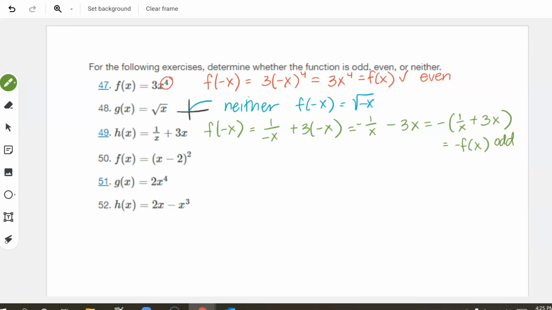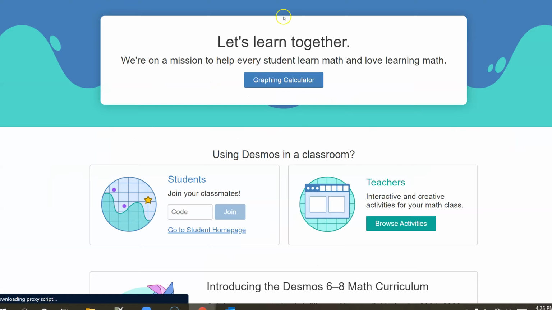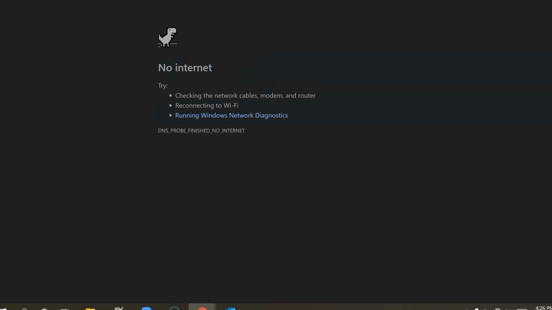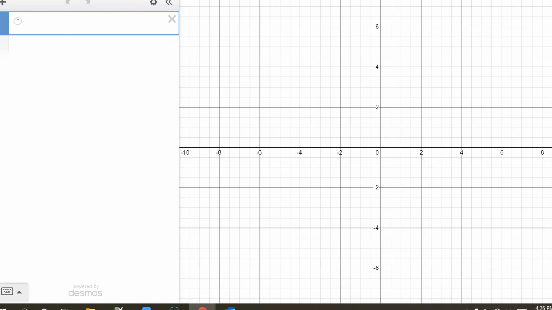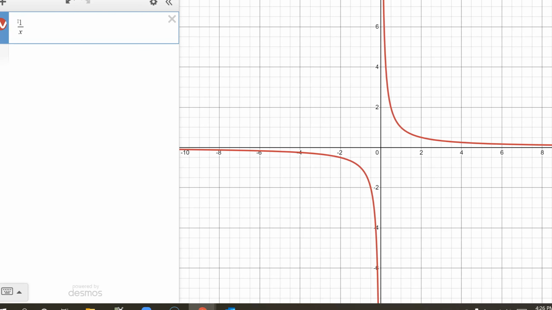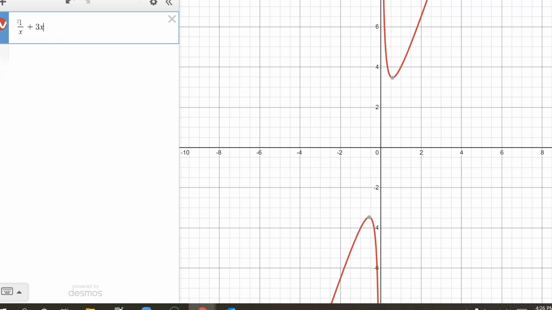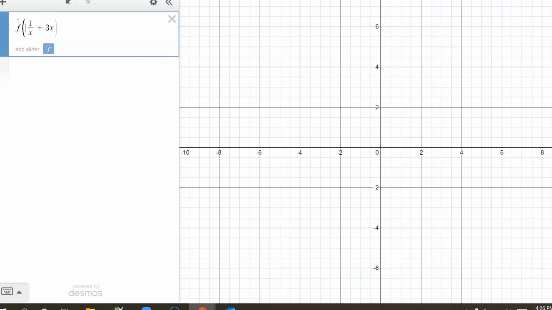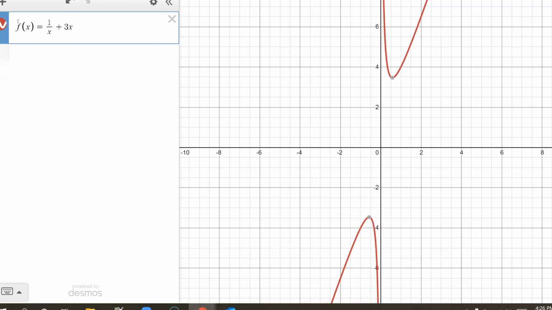So let's go ahead and just Desmos this to see what we ended up with. Bring it over here. All right, so we can just graph 1 over x plus 3x. And we can see, yeah, sure enough, it looks pretty good. Remember, if we really want to check it, we can change this to f of x equals, and then we could start playing around. Technically, these should be the same.